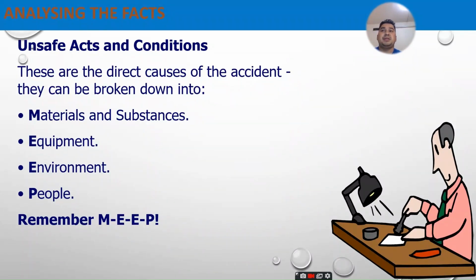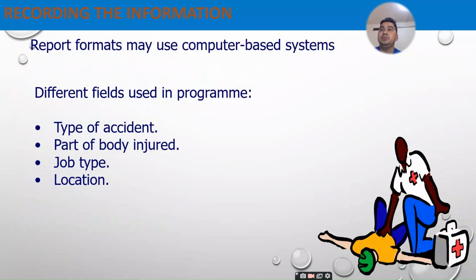Now, analyzing the facts: unsafe acts and conditions. These are the direct causes of accidents. They can be broken down into materials and substances, equipment, environment, and people. You have to remember MEEP: materials, equipment, environment, and people. These are the four things directly involved in accidents and incidents. Most of the time, they will be involved.